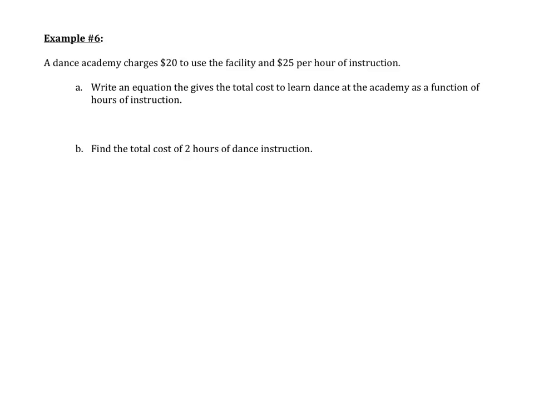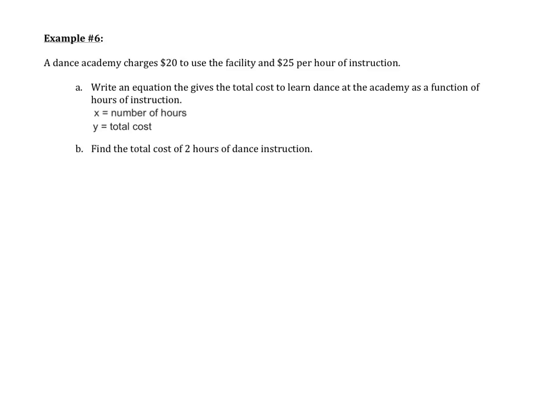So again, let's identify our independent and dependent variable. This says as a function of the hours of instruction. The number of hours that you have in class will determine your total cost. So our X value will be the number of hours. And let's let Y equal the total cost, because again, that's your dependent variable because it is being determined by the total number of hours that you are having dance instruction.